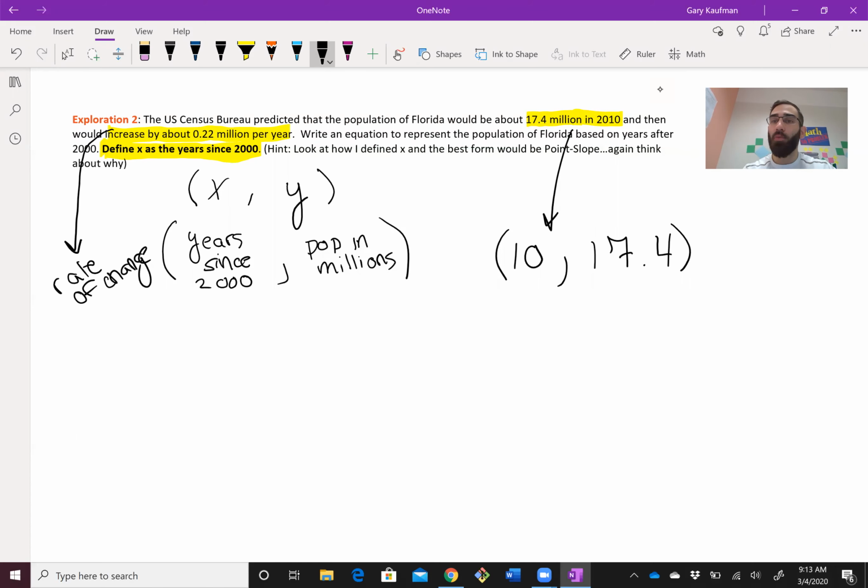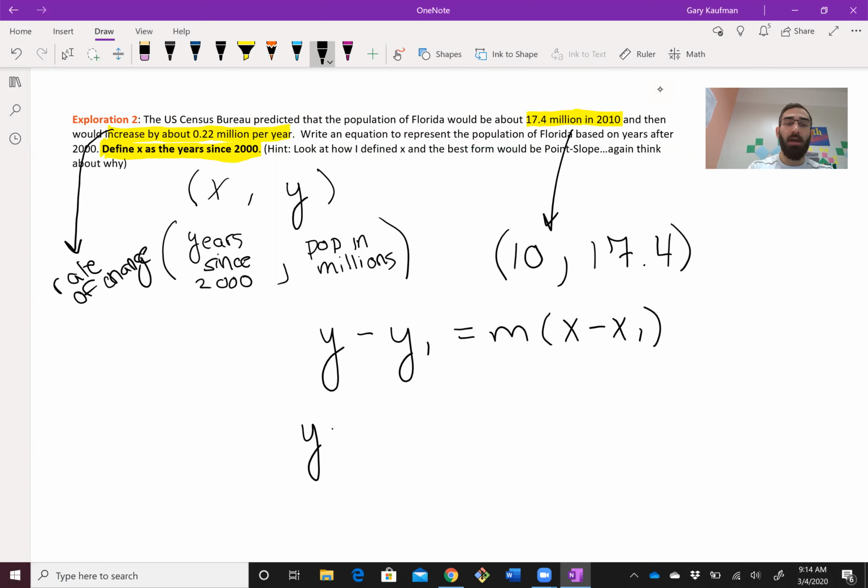And so we're looking at this and we're saying, okay, I have the slope, I have a point. Well, the best form would therefore be y minus y1 equals m times x minus x1, point-slope form. So y minus 17.4 equals my slope, which is 0.22, times x minus 10. This equation represents the situation.